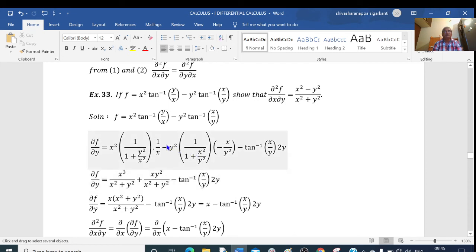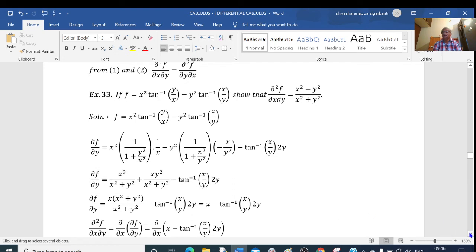Next, here minus into minus is plus. Okay, and I can cancel this y square and y square. And here in the denominator, y square is LCM. This becomes y square plus x square, or we can write x square plus y square by y square. I will write that by y square here in the numerator. So what remains in the numerator? Y square into x. Y square into x divided by x square plus y square. Next minus, and this is as it is, tan inverse of x by y into 2y. Okay.